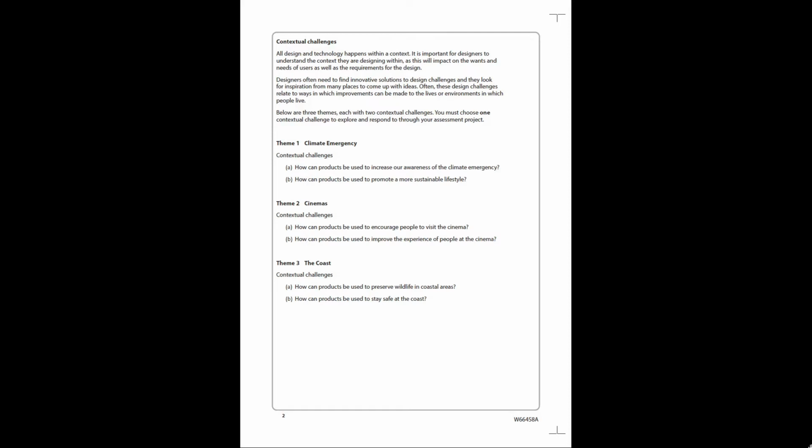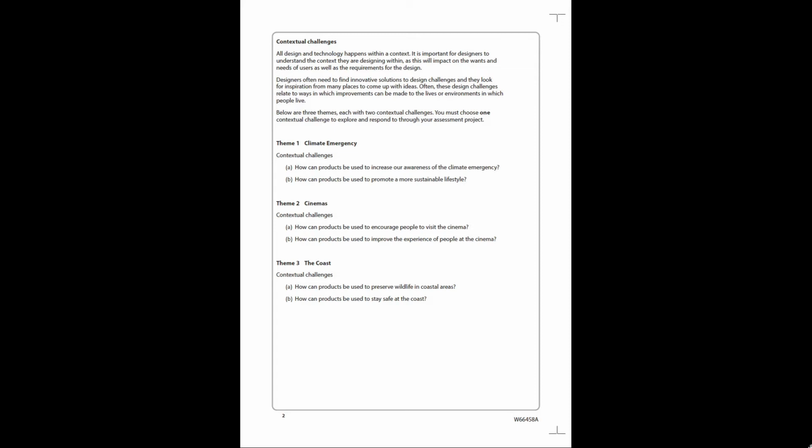Theme 1, Climate Emergency. How can products be used to increase our awareness of the climate emergency? And how can products be used to promote a more sustainable lifestyle? So with the first one, how can products be used to increase our awareness of the climate emergency? So I think the first thing is, what does the climate emergency mean? You need to look at that, research that.